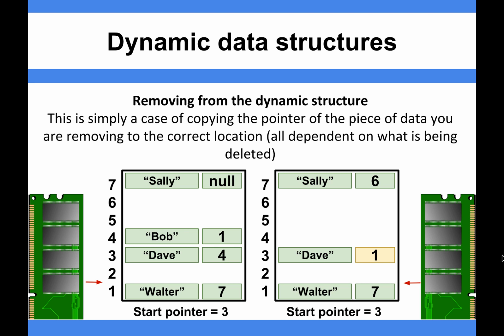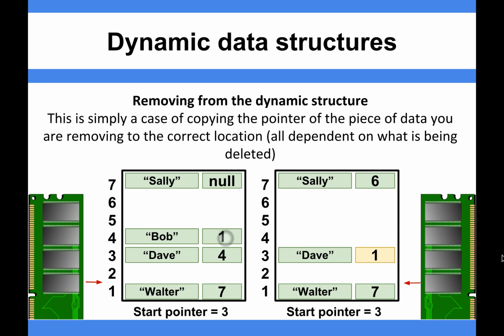If we want to remove from a dynamic structure, this is simply a case of copying one pointer of the piece of data you are removing to the correct location. So if you imagine at the minute, we've got Dave pointing to Bob, Bob pointing to Walter, and Walter pointing to Sally. Now we want to get rid of Bob because it's an awful name. So what we'll do is we'll say Dave is pointing to 1, but it wasn't before, was it? It was pointing to 4.